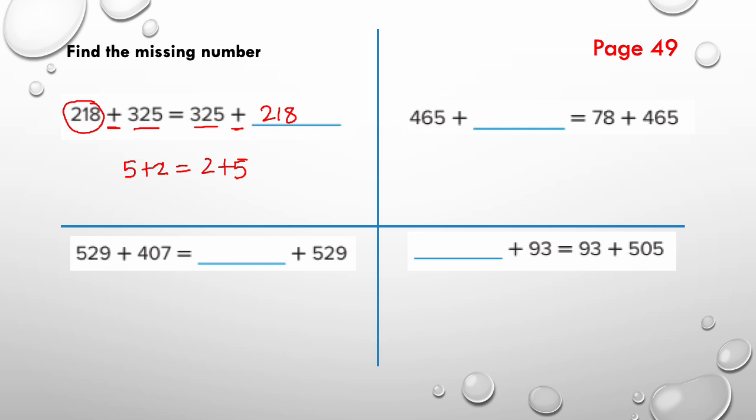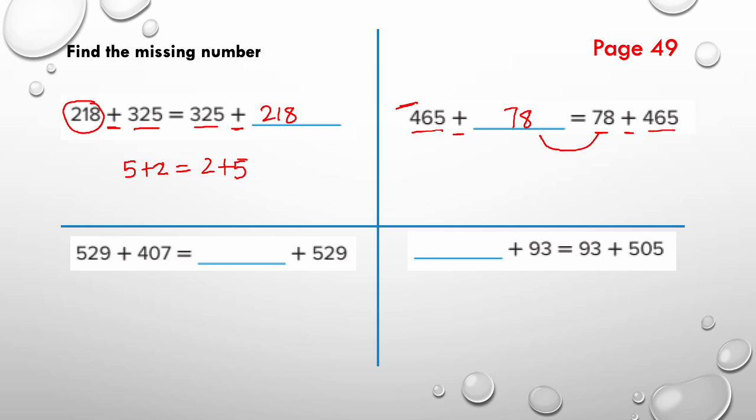You can see the next question, 465. Look at the question here, 465 plus a number is missing equals 78 plus 465. You can see here the plus symbol is repeated 2 times, and 465 is also repeated. So which one is not repeated? 78. So the 78 will come here. So 465 plus 78 is same as 78 plus 465. Now you can find the answer for this one, right?